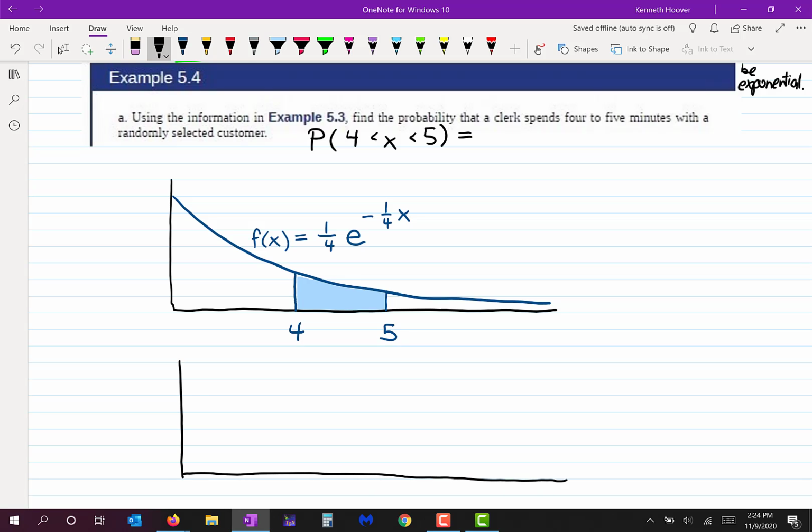For an exponential probability distribution, let's find, for the function 1/4 e to the negative 1/4 x, the probability that x lies between 0 and 5. Now again, you probably don't know yet how to calculate that, but I'm going to tell you in just a minute. If you've taken calculus, then you might remember.